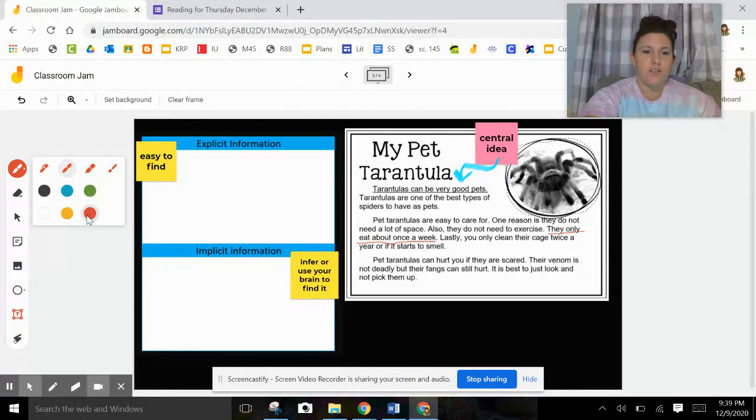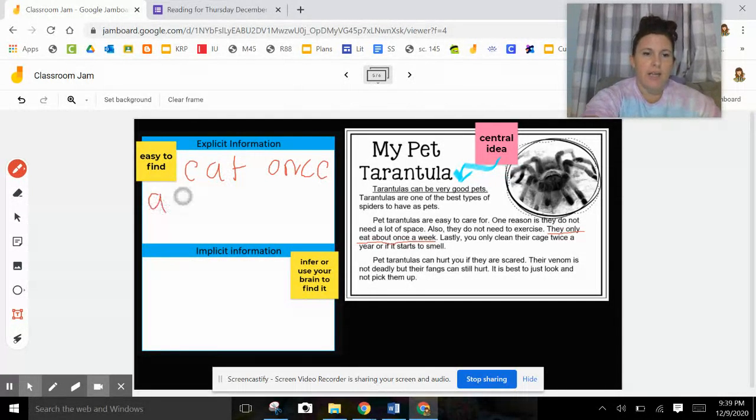It's just the words. So the explicit, I'm going to put they eat once a week. My E's are not very good. They eat once a week. You guys know what I'm trying to say. That's explicit, easy to find, right there in the passage for you to read. The implicit is information you have to use your brain to find. You have to infer to find it. You got to dig deeper.